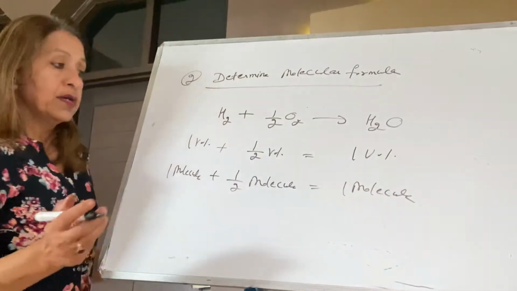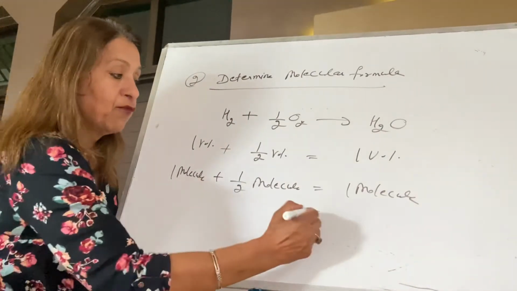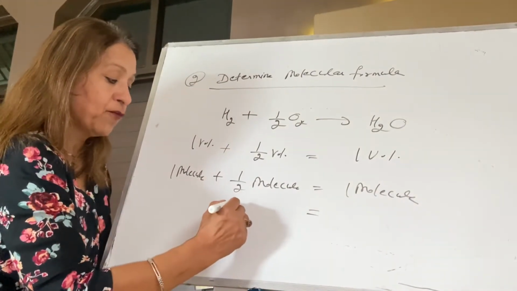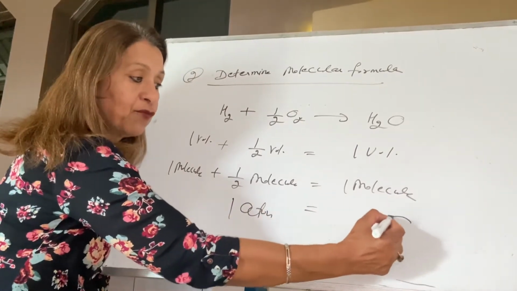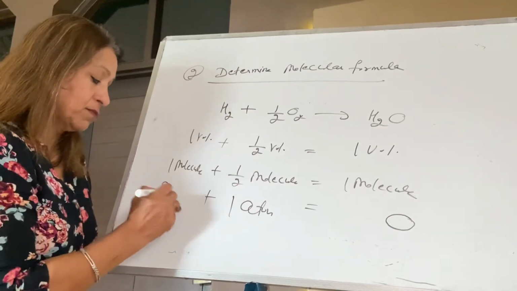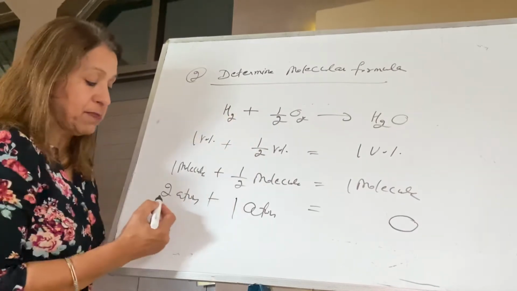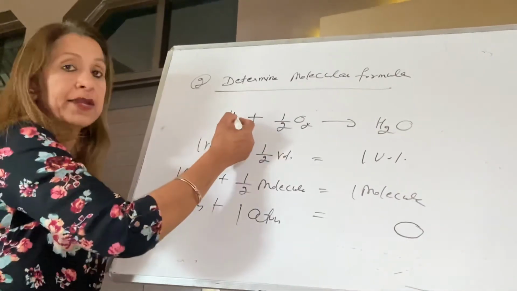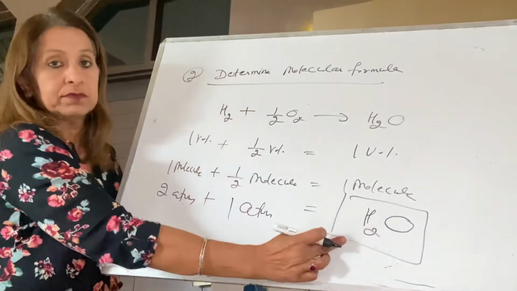So, now what is the formula of one molecule of water? One molecule of water is made up of one atom of oxygen, write down along with me, one atom of oxygen, and one molecule means two atoms, and two atoms of hydrogen. So this comes the formula of water.